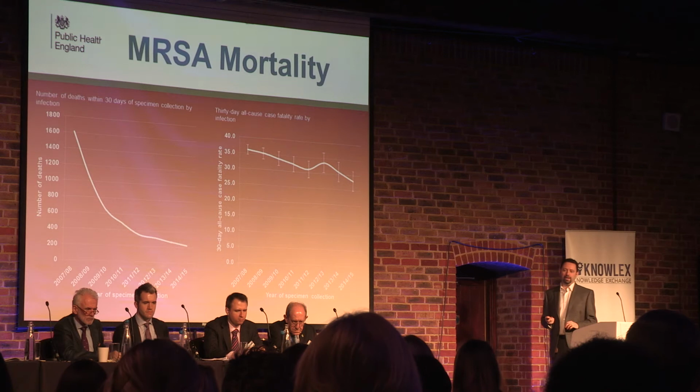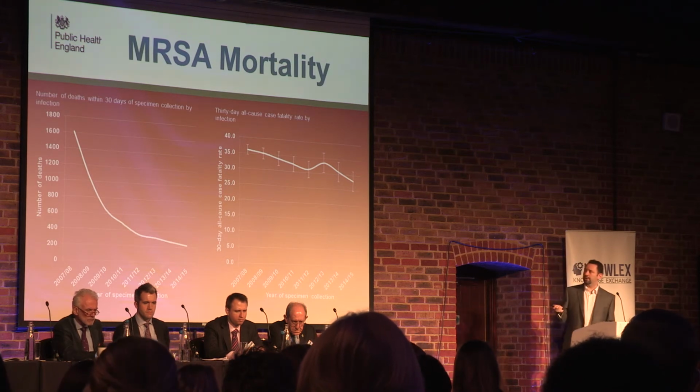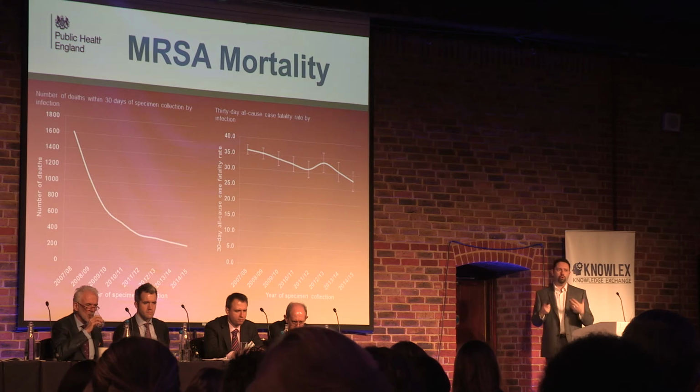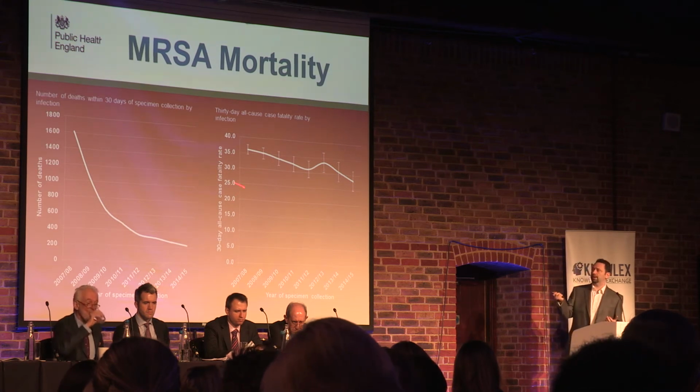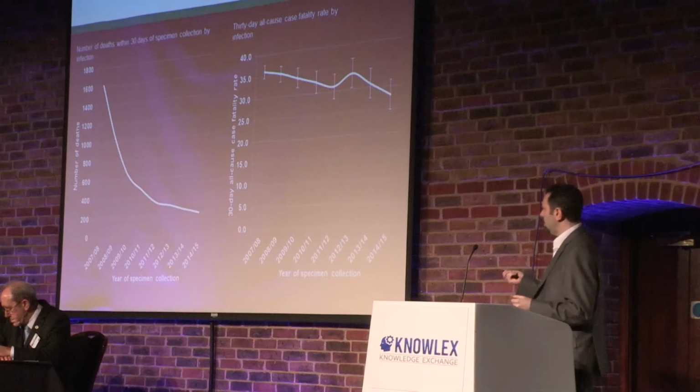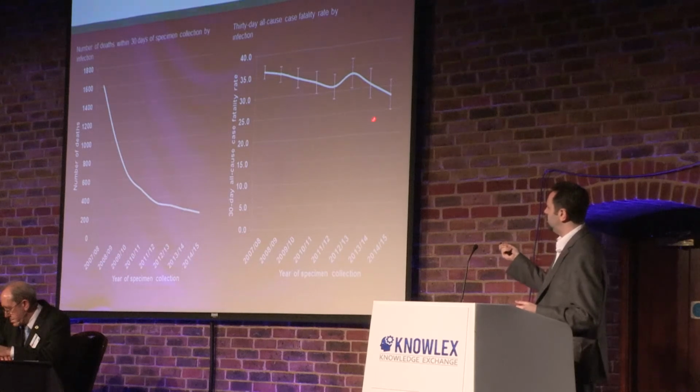The final slide on MRSA is on mortality. This is all-cause mortality, not attributed. As the MRSA rates have come down, you can see a large decline in the number of patients that are dying within 30 days, which is what you'd expect when infection rates come down. But even better is the case fatality rate, which is also reducing over time. So not only are fewer people dying from MRSA than previously, as you'd expect with the rate coming down, but also if you get an MRSA bacteraemia now, you're less likely to die from it than you were previously.